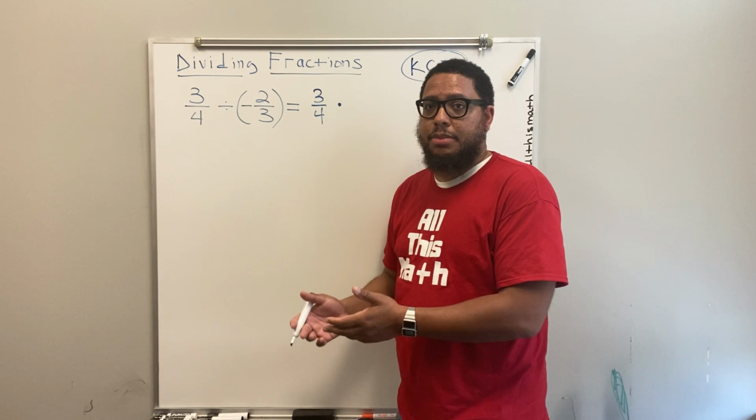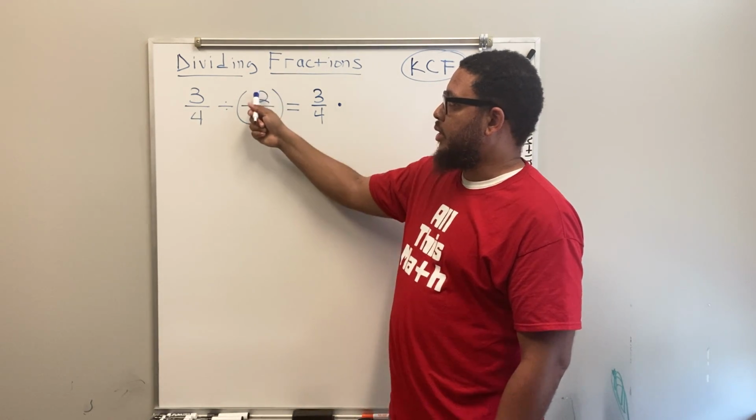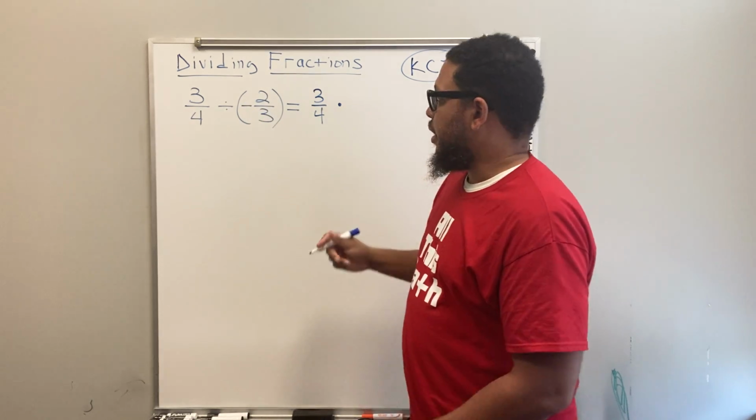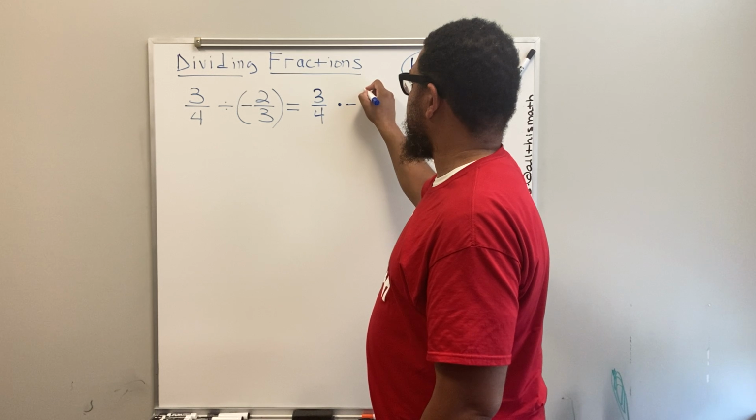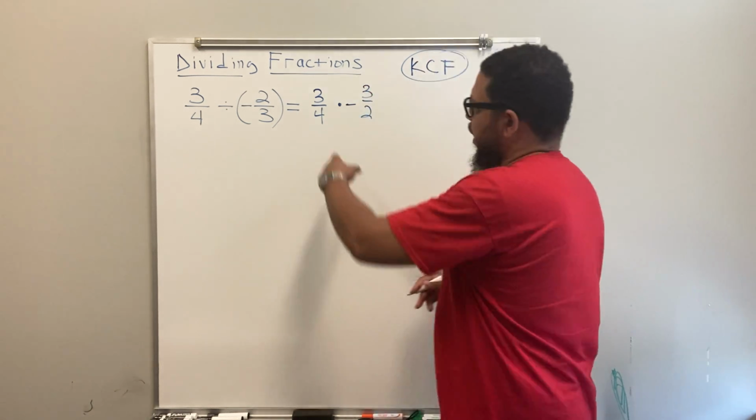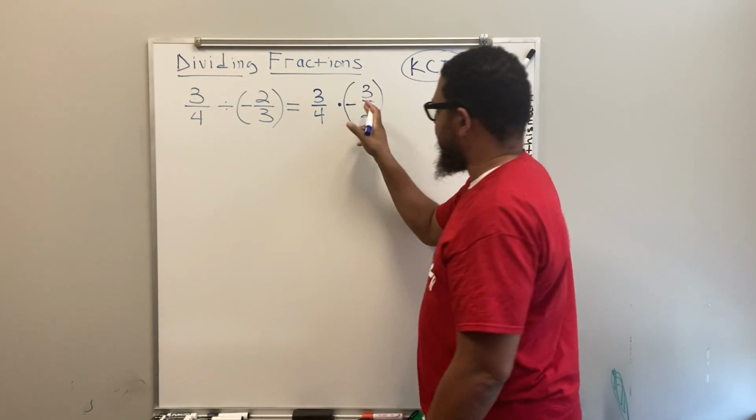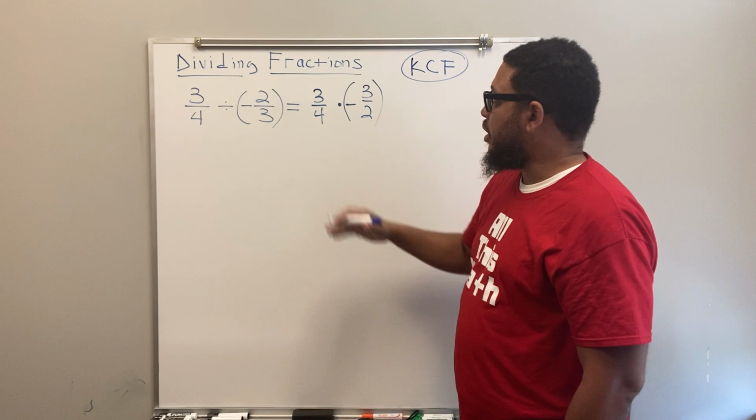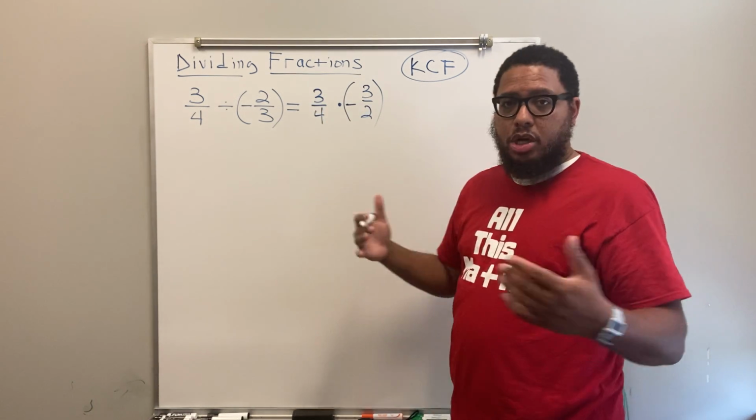That's the same concept going on here, because this 3 is going to become the numerator and this 2 is going to become the denominator. But it's still going to be negative. That's not going to change. So this is going to become times 3 halves. All right. So now we have 3/4 times negative, let me put the parentheses right there because that negative sign might get confusing, 3/4 times negative 3 halves. Now that's our new problem.